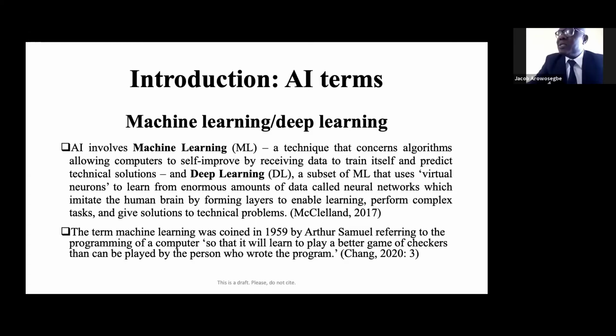Machine learning is a technique which concerns algorithms, allowing computers to self-improve by receiving data to train itself and predict technical solutions. Deep learning is the other arm of AI, which is more ambitious. Okay. Then general distinctions of AI: we have the weak one, we have the general one, but basically we distinguish between the narrow or weak AI and the artificial general intelligence, or the strong AI, which is still being developed, because there's no AI system presently that can claim human intelligence.